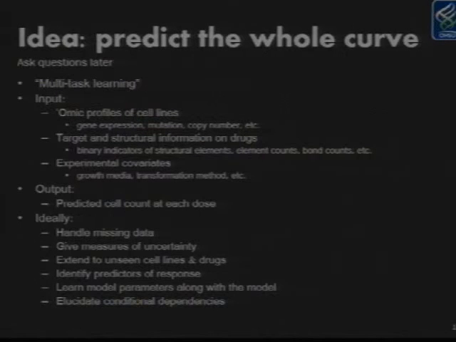And ideally, these are kind of our ultimate goals: being able to handle a lot of missing data, because that's normally the case. Some of these experiments don't work for one reason or another. We want some measure of uncertainty. We'd like to be able to make predictions for cell lines that aren't in the model already, or drugs that aren't in the model already. We want to use the model to be able to identify some genetic predictors of why this cell line responds to this drug. And it would be nice to be able to learn the model parameters along with the model, and some conditional dependencies between the elements of the model. So how can we do this?